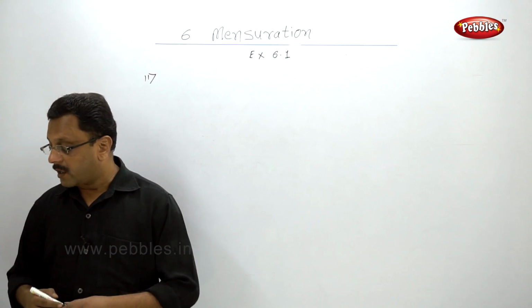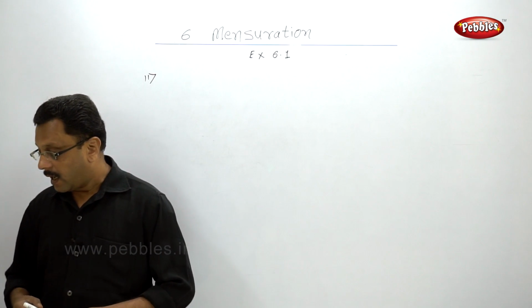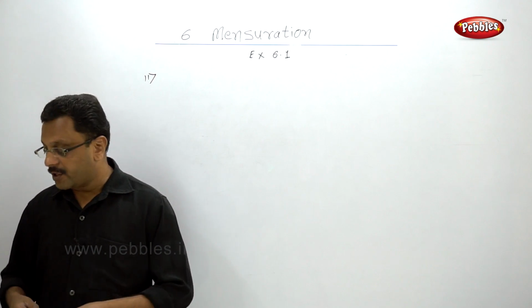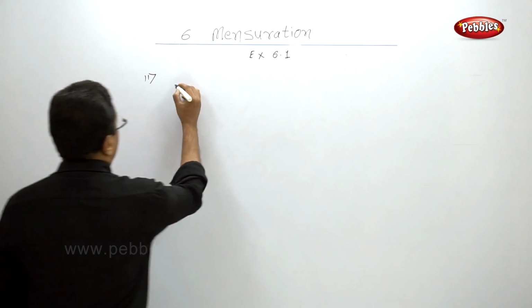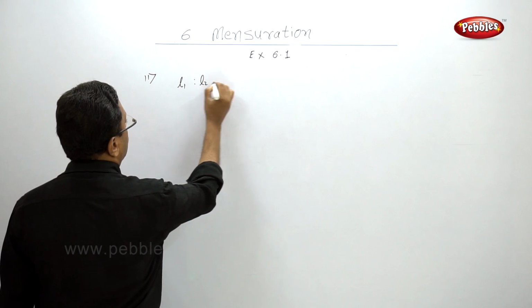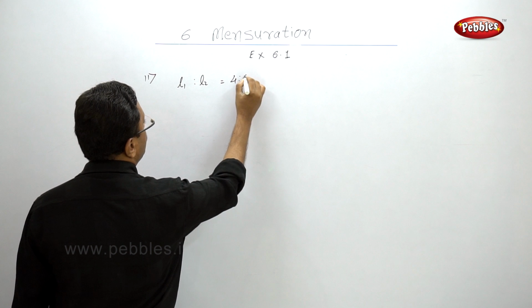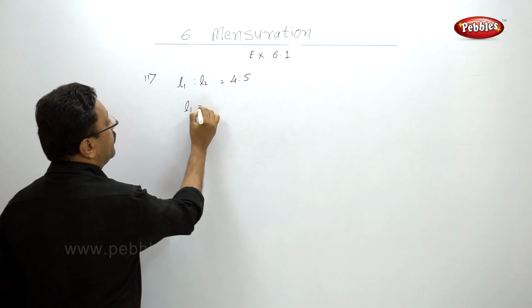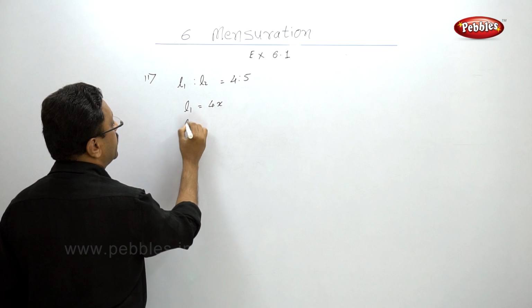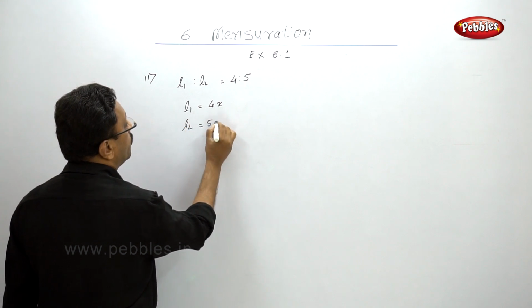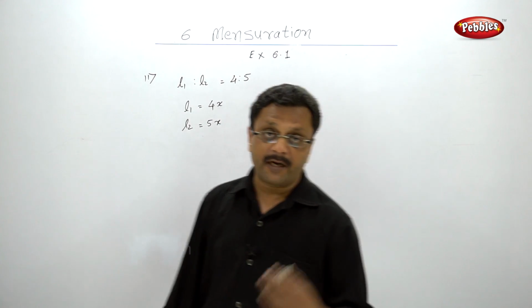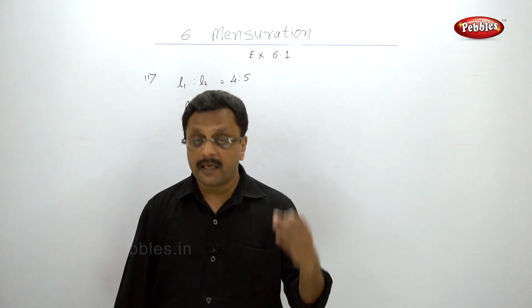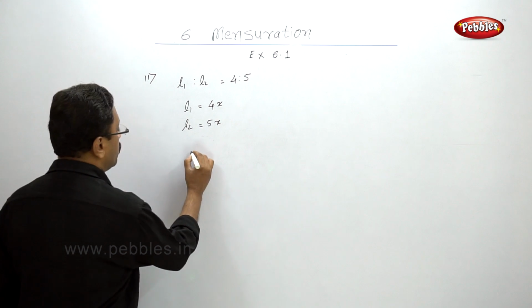Next example, 11th example is two arcs of the same circle have their lengths in the ratio of 4:5. Now the lengths are in the ratio. So I can say L1 to L2 is the ratio 4:5. So if L1 is equal to 4x, I will say L2 is equal to 5x. Now we know the formula. Now we have to find out the ratio of their areas. So what will be the ratio of areas?